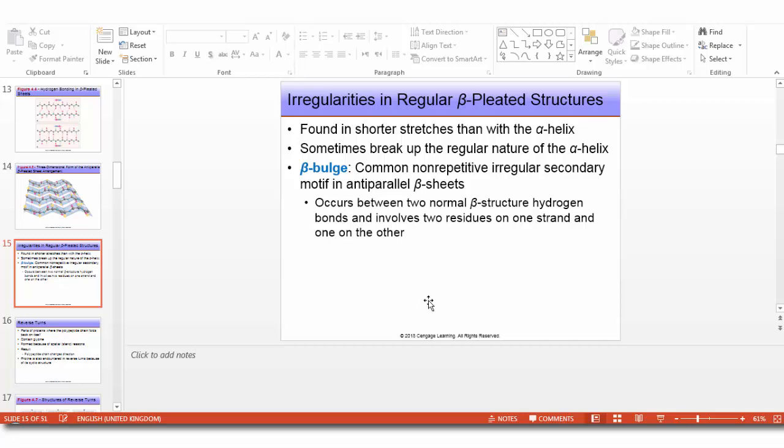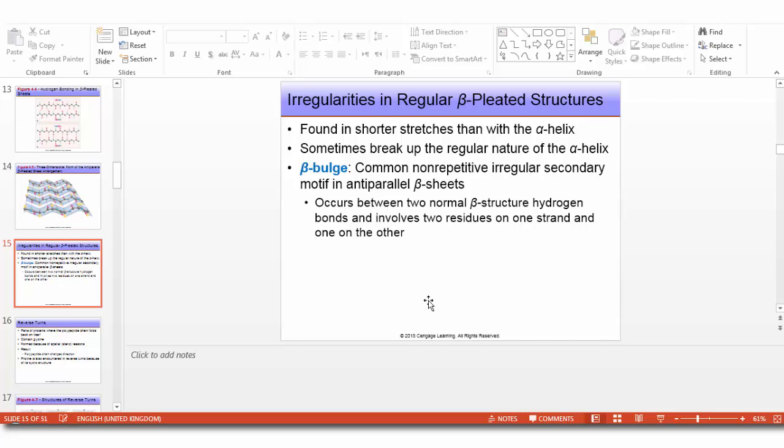What about irregularities in regular structure? Now, other helical structures are found in proteins. These are often found in shorter stretches than the alpha helix, and they sometimes break up the regular nature of the alpha helix. The most common is the 3-10 helix, which has 3 residues per turn and 10 atoms in the ring formed by making the hydrogen bond.